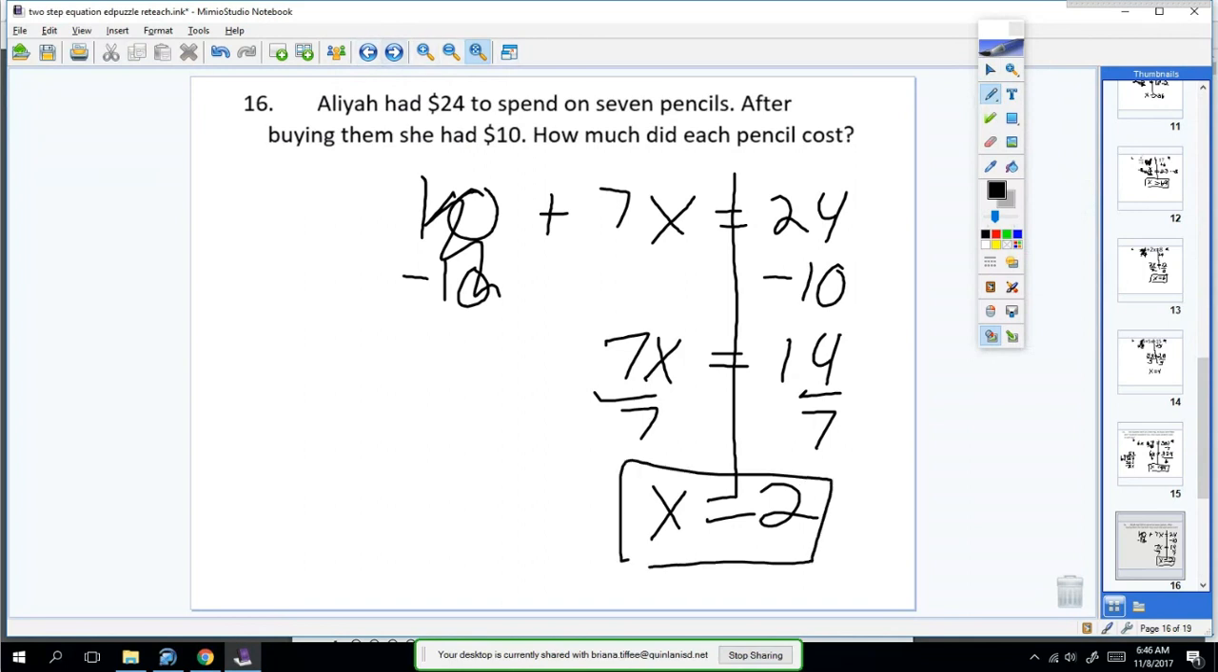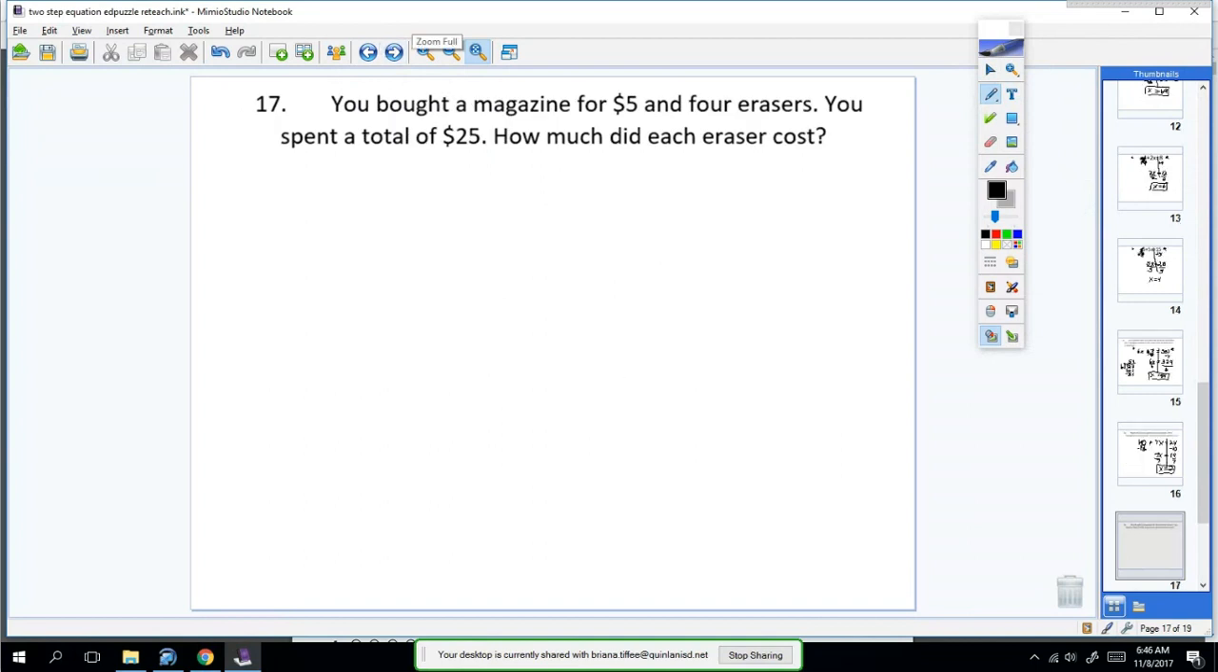Okay, let's go do another one. So now, again, you're going to look at the problem. It says you bought a magazine for $5 and 4 erasers. You spent a total of $25. How much did each eraser cost? So again, you're going to write the equation, and then solve it. So the equation that I would have written is 5 plus 4x is equal to a total of $25. Now, if you wrote it in a different way, that's fine. I'll look at it and make sure it's correct.